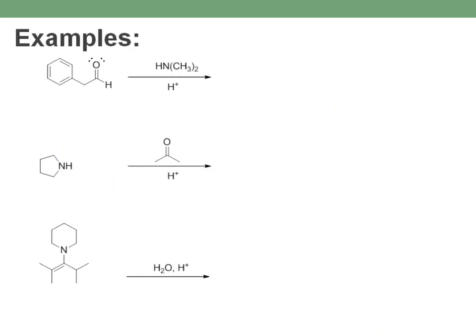So that's the mechanism. Let's look at these two examples here. Right, so here I have an aldehyde. I do have alpha hydrogens here. I have two. I just need one, but I have two in this case. And I do have a secondary amine. So all I really need to do here, right, is I just need to redraw my carbonyl compound.